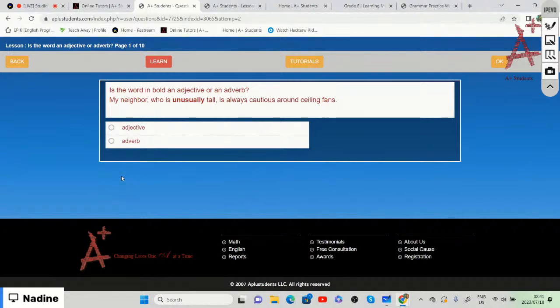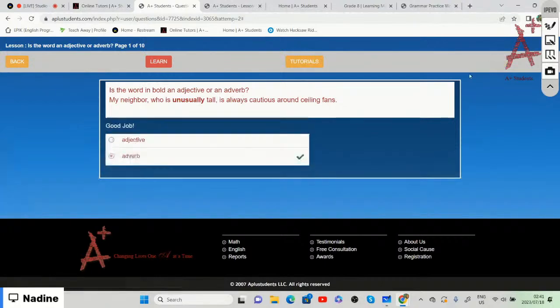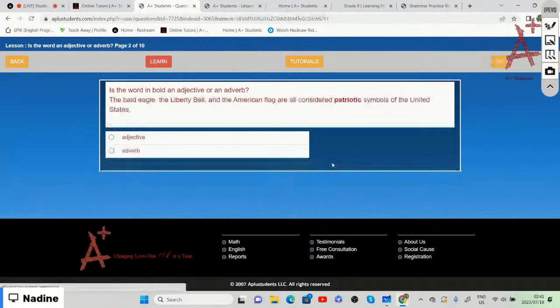All right, so tall is an adjective, right? And if tall is an adjective, then it means that unusually is going to be an adverb because an adverb describes either a verb, an adjective, or another adverb. So if you have that, then well done.